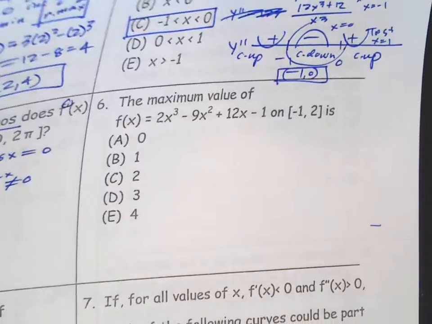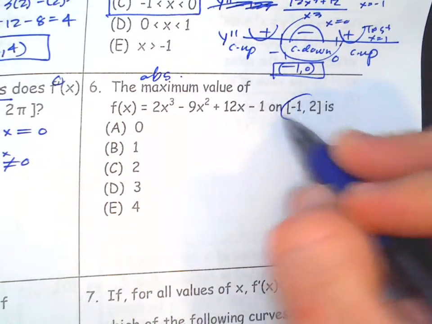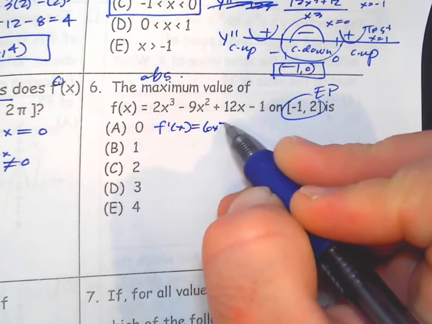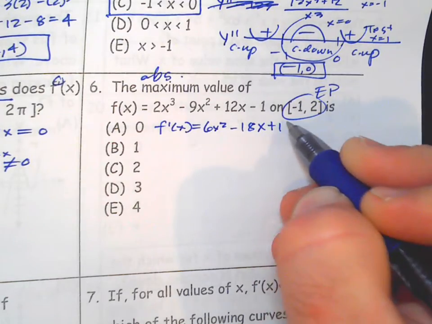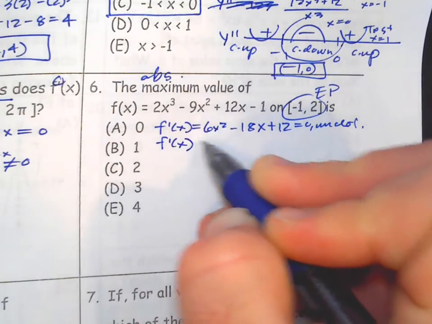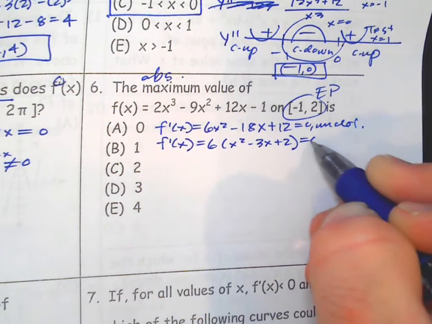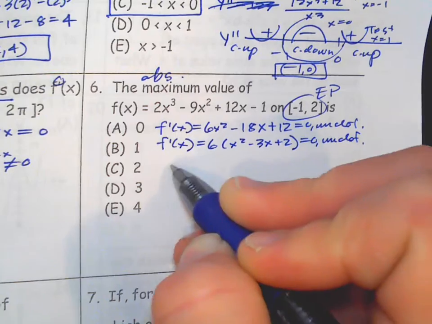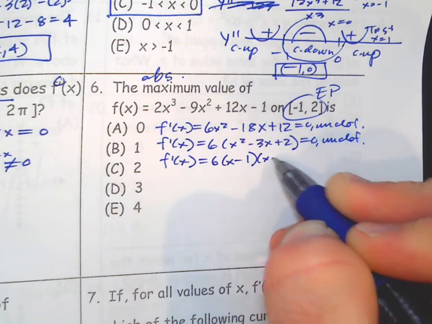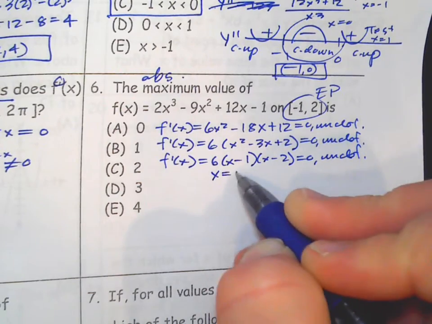All right. Number 6, the maximum. Now, if it doesn't say relative, that means absolute. So we should probably try to do EVT. These are endpoints. Let's find critical points. 6x squared minus 18x plus 12 equals 0, undefined. Factor it. Take a 6 out. Make life a little easier. x minus 1, x minus 2. So critical points, x equals 1, x equals 2.